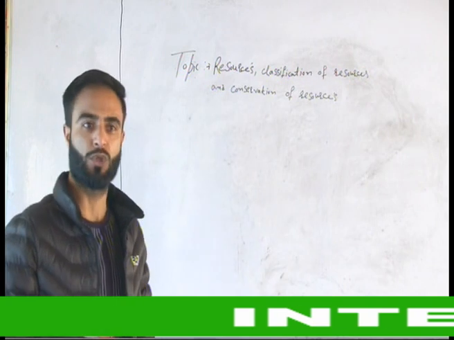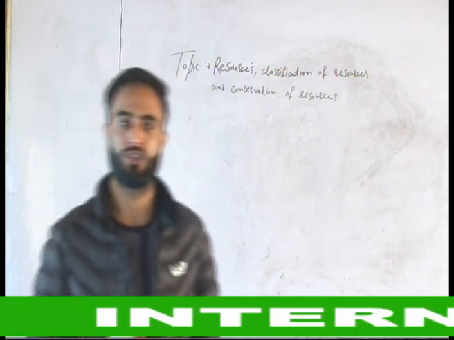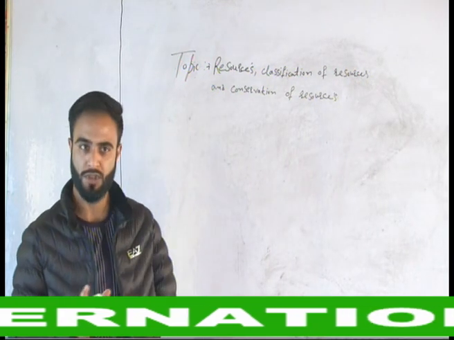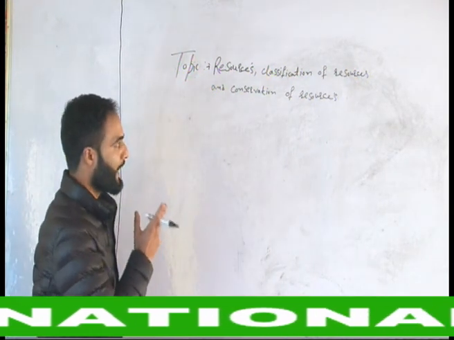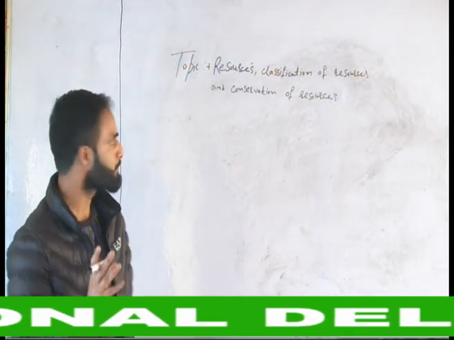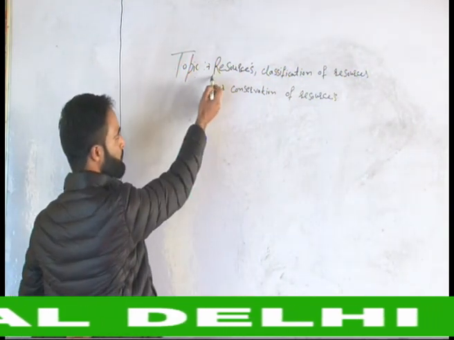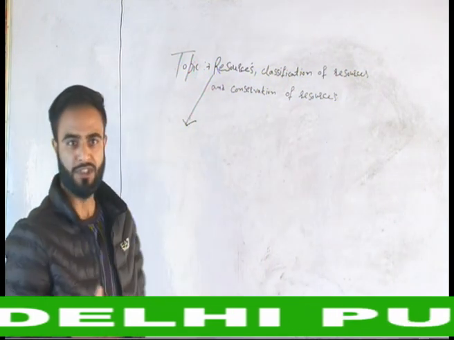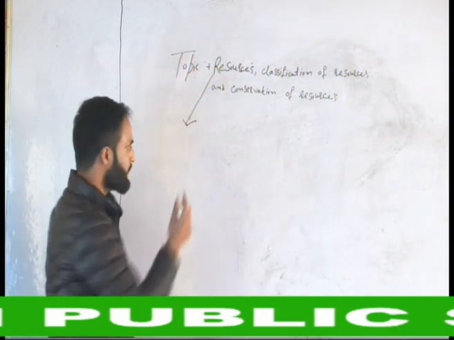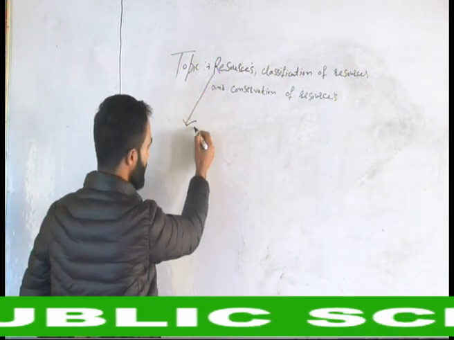Today I have picked up a topic from the 10th class geography textbook, the first unit: resources, their classification and conservation of resources. First I will discuss with you the concept of resource. What does resource mean? There are a variety of definitions of this term. Resource is basically anything which has utility.